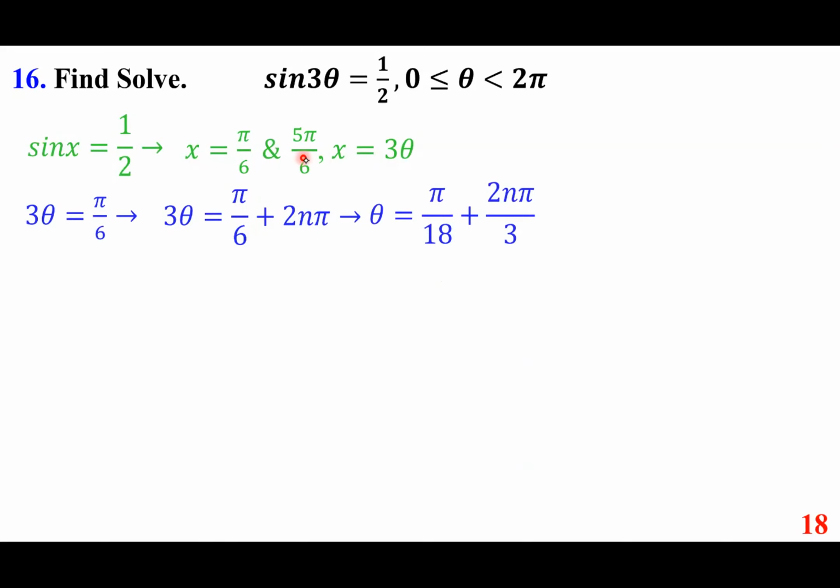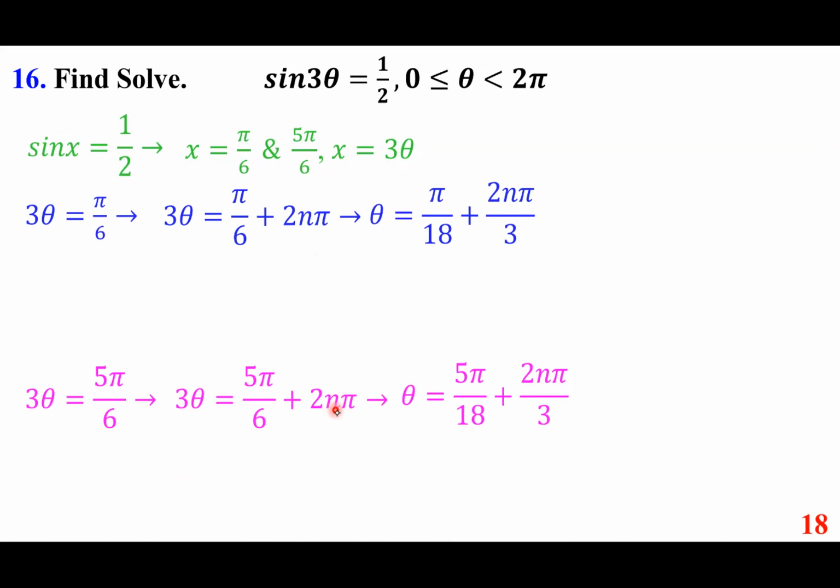We also have a 5 pi over 6. We are going to again add 2n pi. And when we divide by 3, this becomes 5 pi divided by 18 plus 2n pi divided by 3. And we choose n anywhere from 0 all the way to whatever this number is minus 1. So since this is number 3, we're going to go with 0, 1, 2, and we stop.